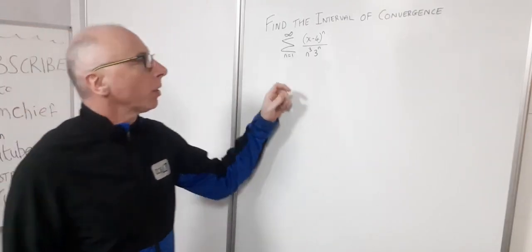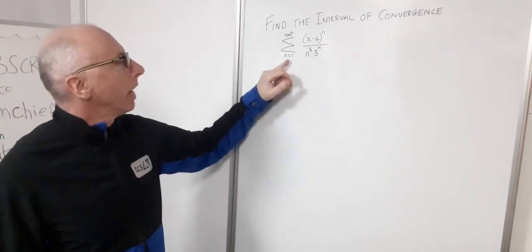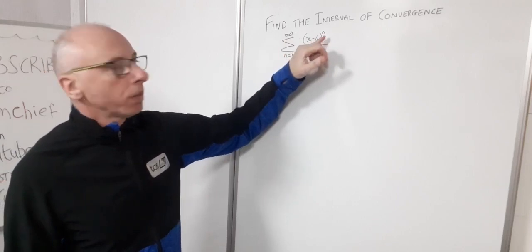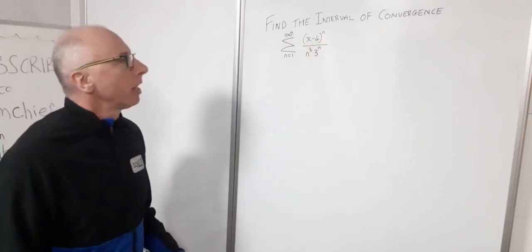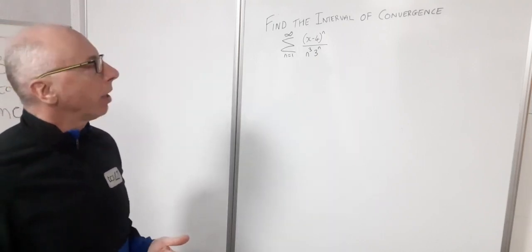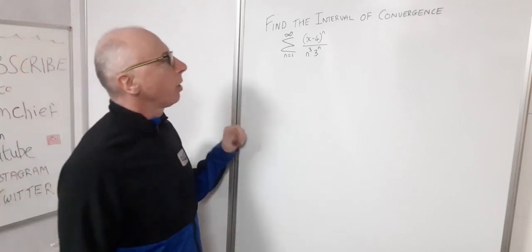So in this question here, we're going to find the interval of convergence of this power series, n equals 1 to infinity, and we're going to sum up (x minus 4) to the n divided by n cubed 3 to the n. Now, with this kind of power series here, I'm going to break this apart into a few little bits first.